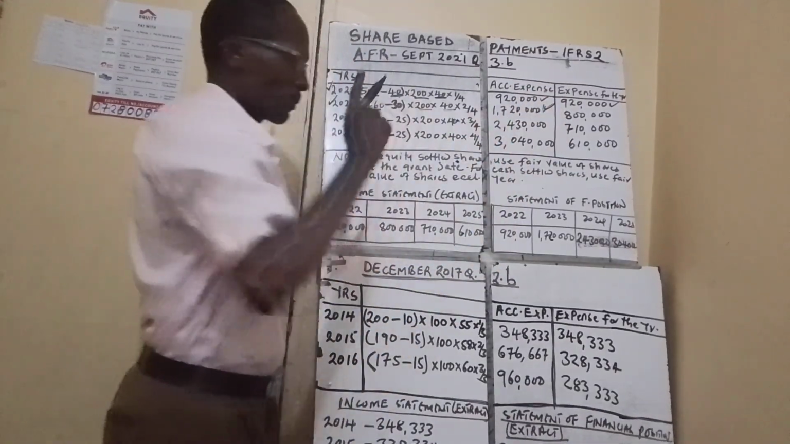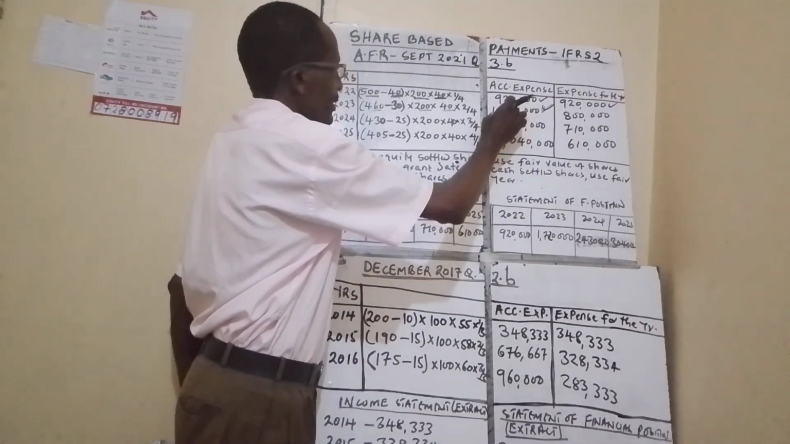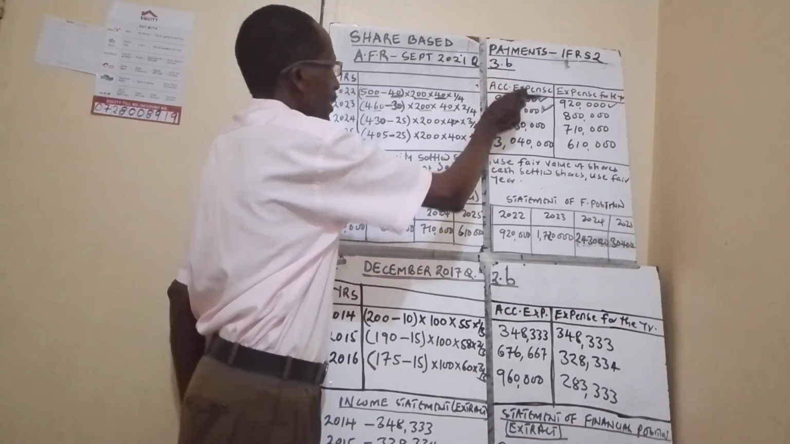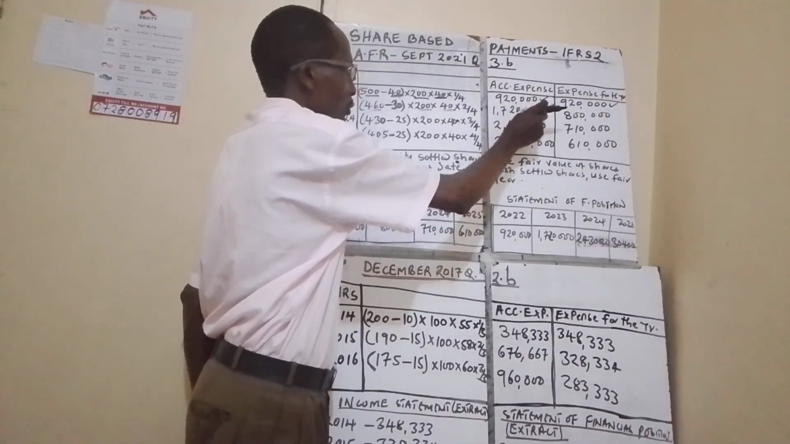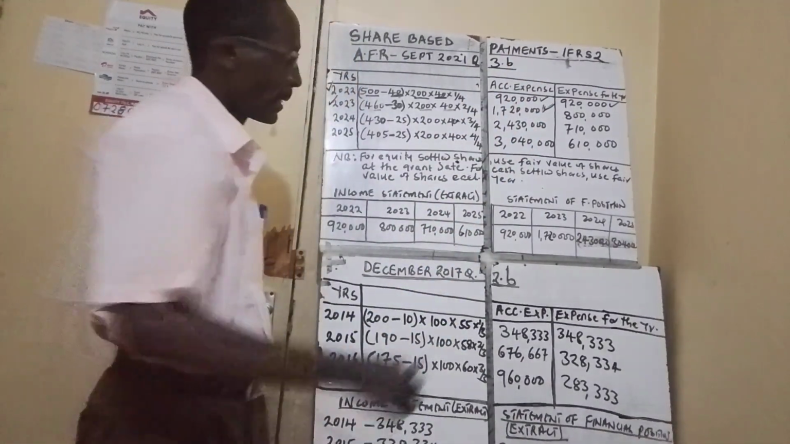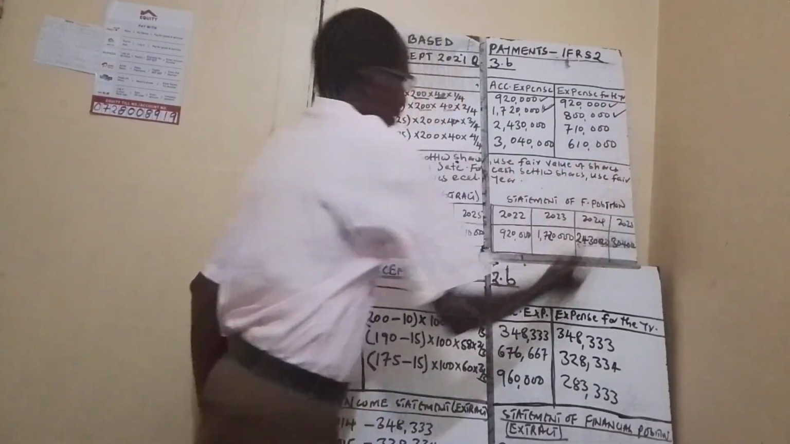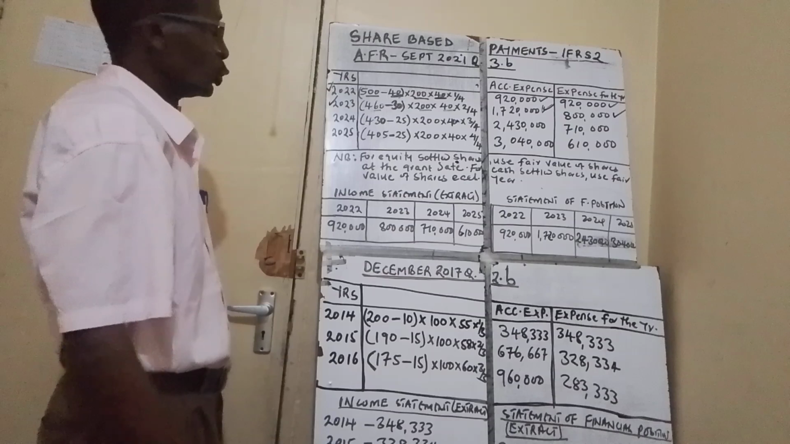How will I get the expense for the second year? Because this figure comprises year 2 and year 1, you just take 1,720,000 minus 920,000. You get 800,000. That is the expense for year 2.